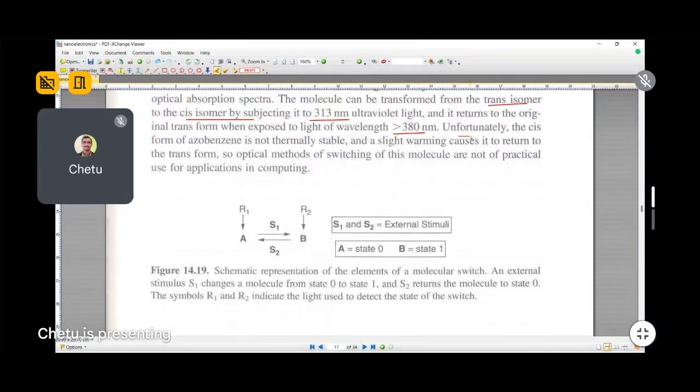The only problem which people face in such systems is that the cis form of azobenzene is not thermally stable, and slight heating can cause it to return to trans. In the normal case, to transfer the azobenzene molecule from cis to trans, you require light of wavelength greater than 380 nanometer. But when there is a direct supply of heat because of the high temperature, then it can change, and therefore it becomes unstable.